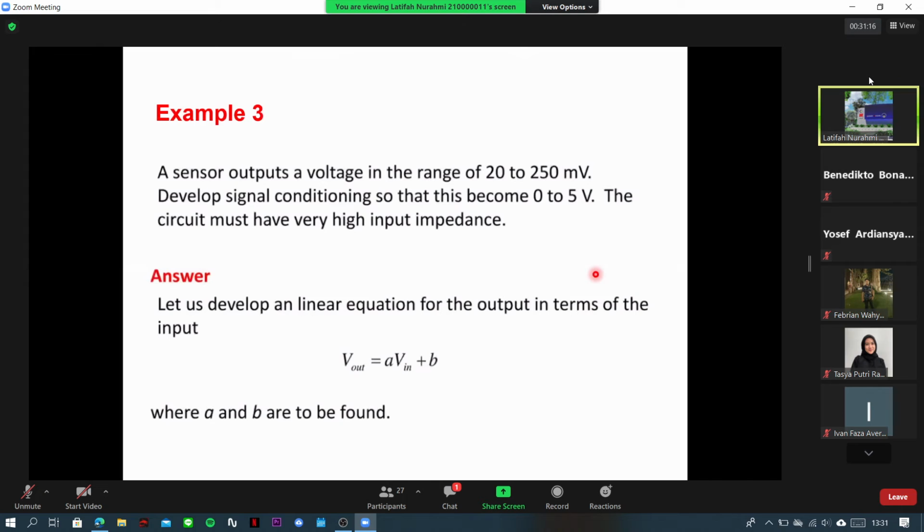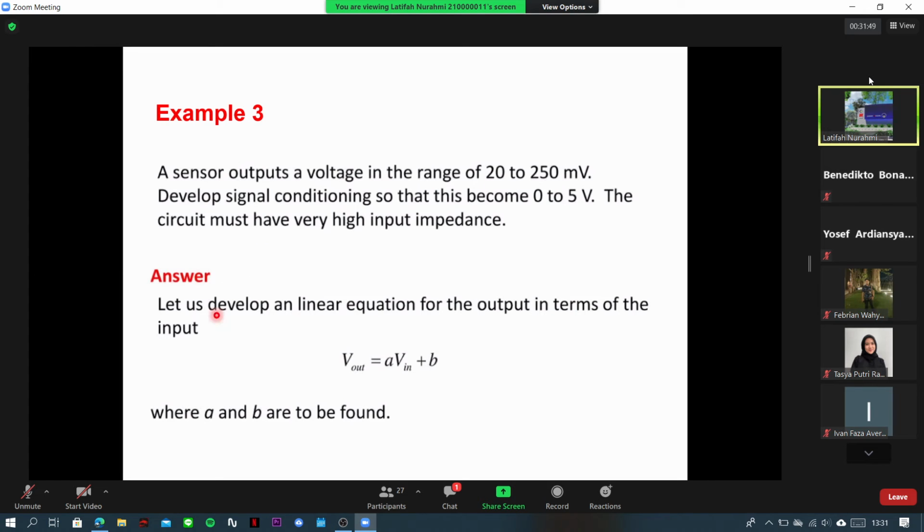Okay, now let's see example number 3. A sensor outputs a voltage in the range 20 to 250 millivolts. Here pay attention to the units. Develop a signal conditioning so that this becomes 0 to 5 volts. The circuit must have very high input impedance.